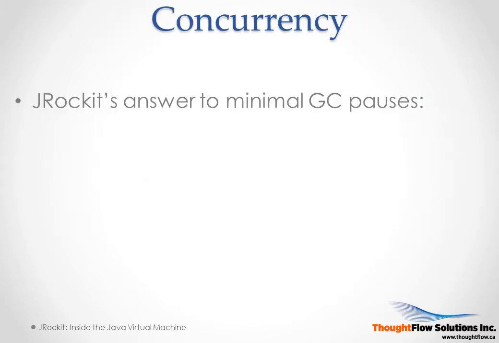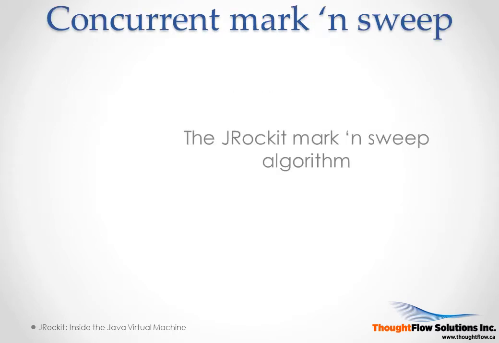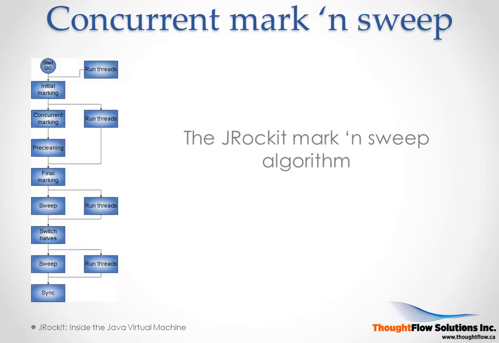So JRockit's answer to minimize GC pauses is concurrent mark and sweep. So we're taking concepts from GC academia and mixing and matching them together to come up with a very viable strategy. So let's see how the concurrent mark and sweep works.